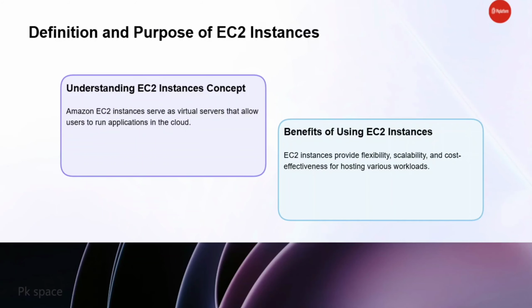Okay, let's start. So, what is an EC2 instance? EC2 instance is served as a virtual server that allows you to run the application in the cloud. It's a kind of a computer in the cloud. Okay, benefits of EC2 instance: it provides the flexibility, scalability, and also its cost effectiveness for hosting the various cloud applications and workloads. So you do not have to manage the servers and all. Those are managed by the cloud service provider like AWS, Azure, GCP. So they manage the servers. You do not have to worry about the servers and all.